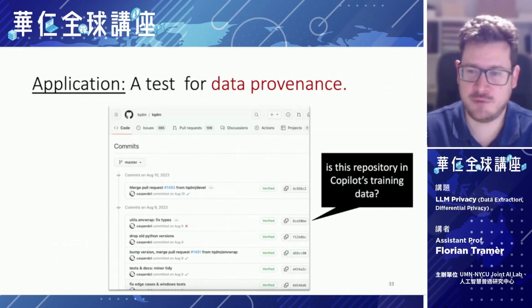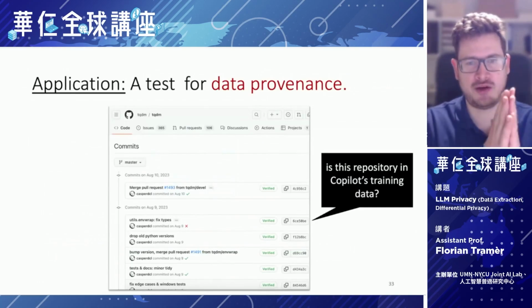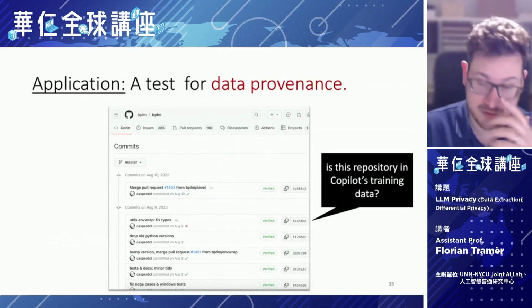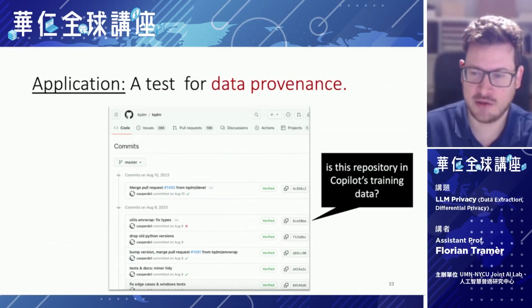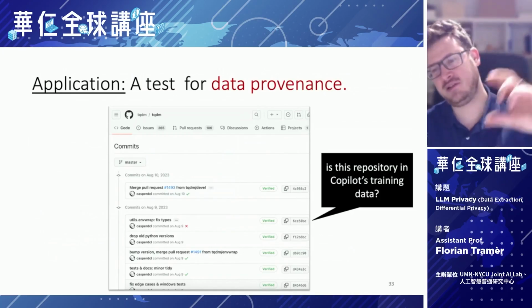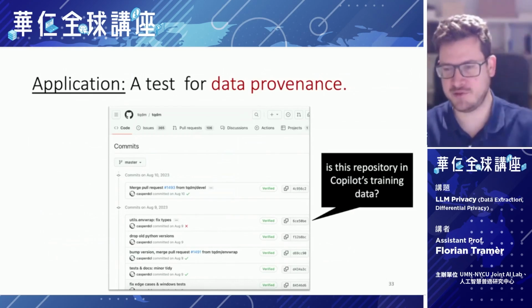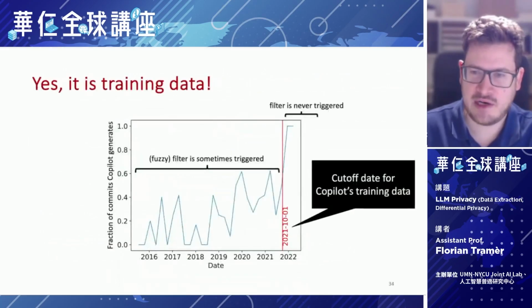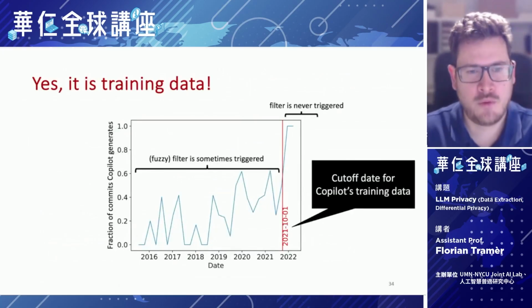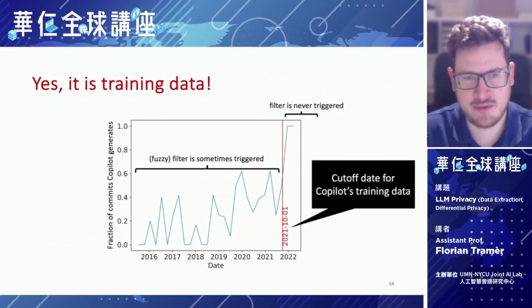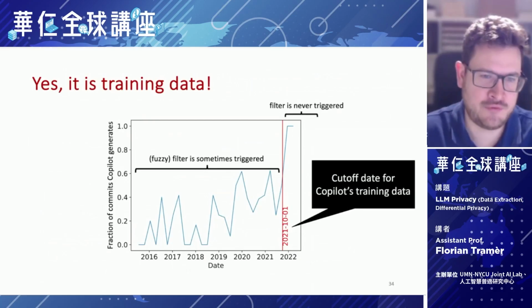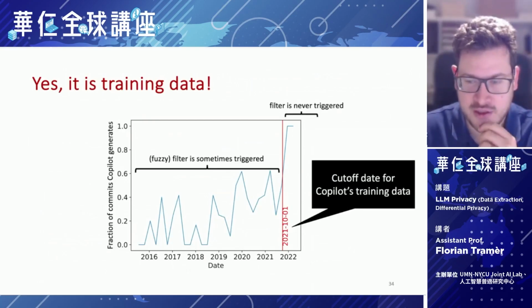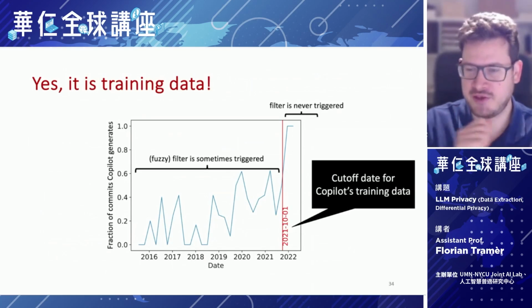So we actually did this with GitHub Copilot. We took some repository on GitHub at random, and for each commit that was added, we took the text of the commit and asked GitHub Copilot, can you repeat this piece of code? And then we checked whether this works or not. We get a graph that looks a bit like this, where any piece of code that's been added to GitHub after the 1st of October 2021, this always works, and so the filter is never triggered. And anything from before then, the filter sometimes gets triggered and sometimes not.